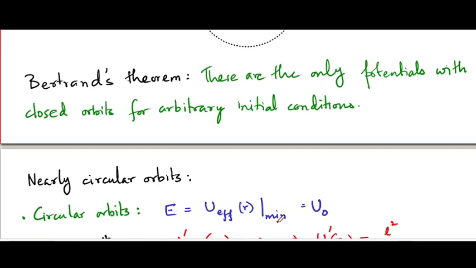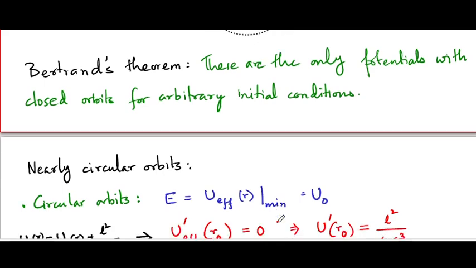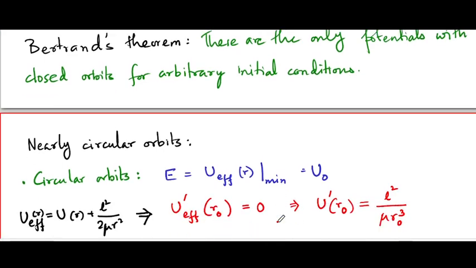Note that a circular orbit is possible only if the energy is exactly equal to u0, which is the minimum for the effective potential. And given the fact that effective potential is given by u plus L square by 2 mu r square, a formula which you are all familiar with by now, the minimum is given by calculating the derivative and setting that equal to 0, and this tells us that the derivative of the actual potential u at the radius of the circular orbit r0 must be equal to L square by mu r0 cube.